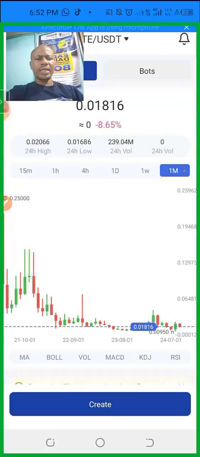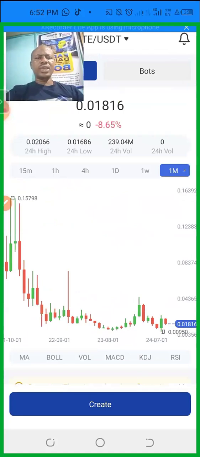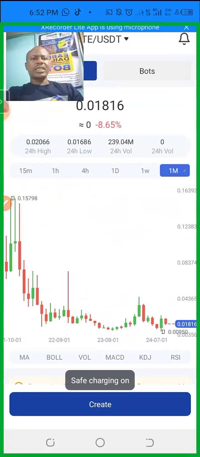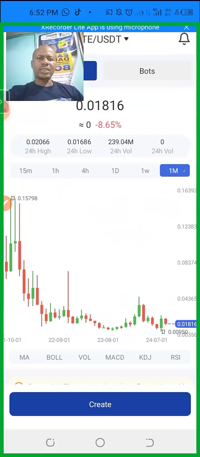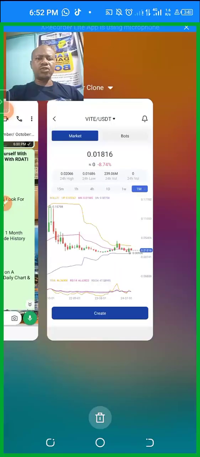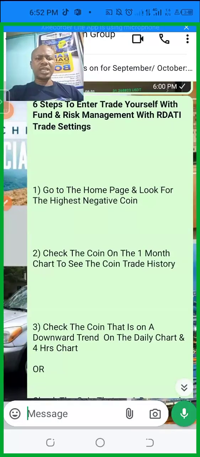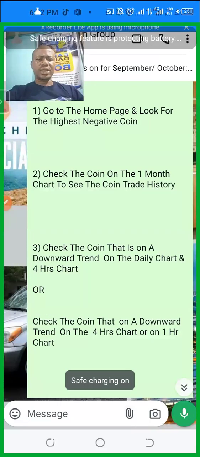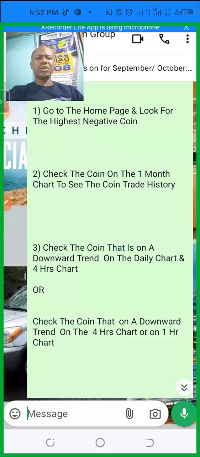When I check the 1 month chart, if I see that the coin is a long-time coin, that means the coin has enough trade history, so I won't have a coin that I cannot dump. The coin has enough liquidity. If that criteria is met, then the next thing for me to do is check whether the coin is on a downward trend on the daily chart and on the 4 hour chart.